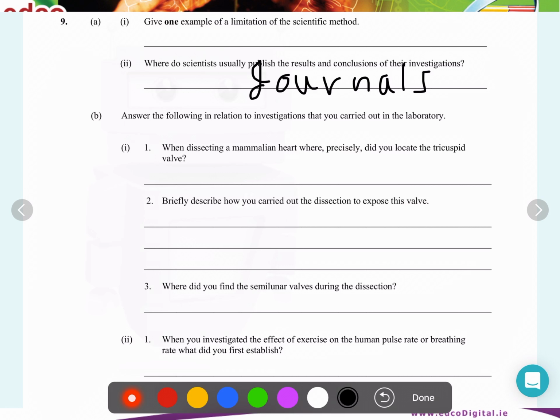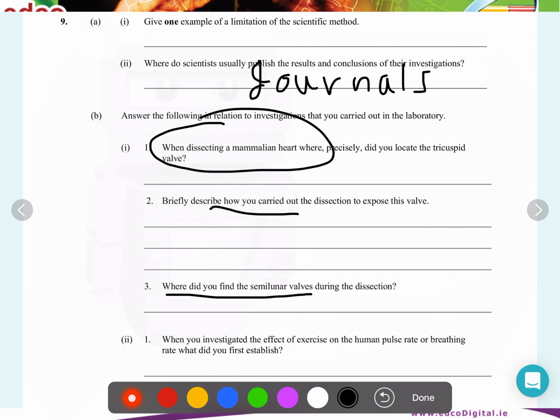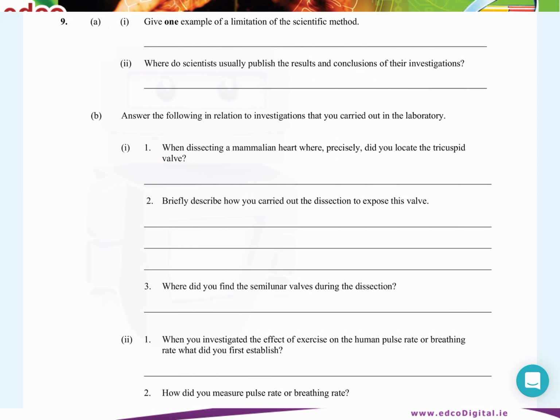Okay, so when dissecting a mammalian heart, we use the sheep. Precisely, where did you locate the tricuspid valve? Okay, we'll have a look at that in a second. Briefly describe how you carried out the dissection. Where did you find the semilunar valves?